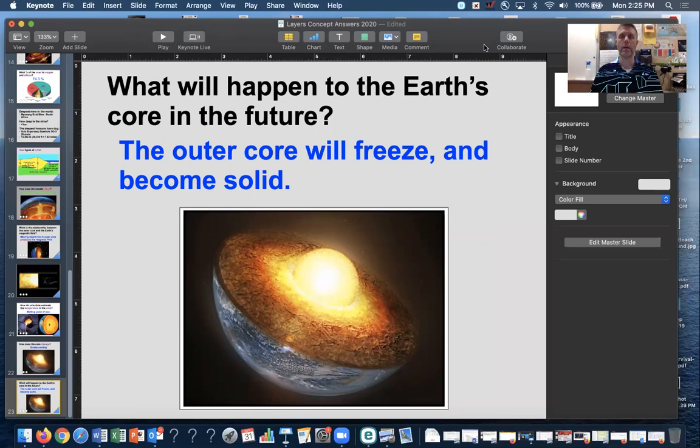So eventually that will happen here, but none of us are going to see it since it's going to be a long, long, long, long time in the future, billions of years.